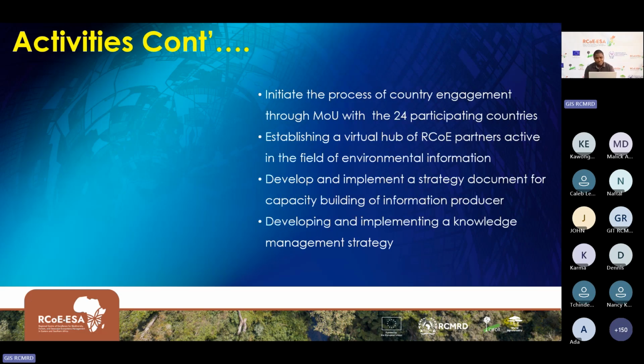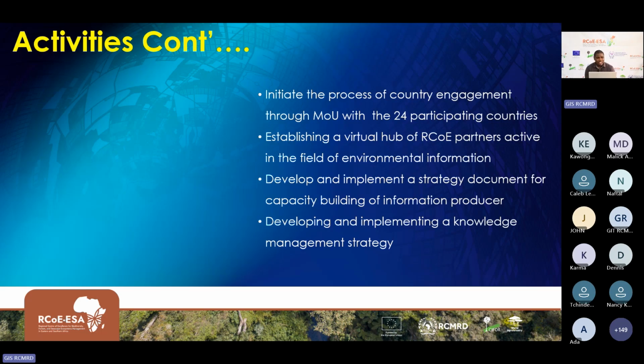The activities continue here. While we are working, we realize that we also need to have different engagement. How do we engage with different people? How do we engage with the different institutions that are working in this area? So we are also seeking to build MOUs with the different participants in these countries, so that we are able to sustainably continue working together even at the end of the project.